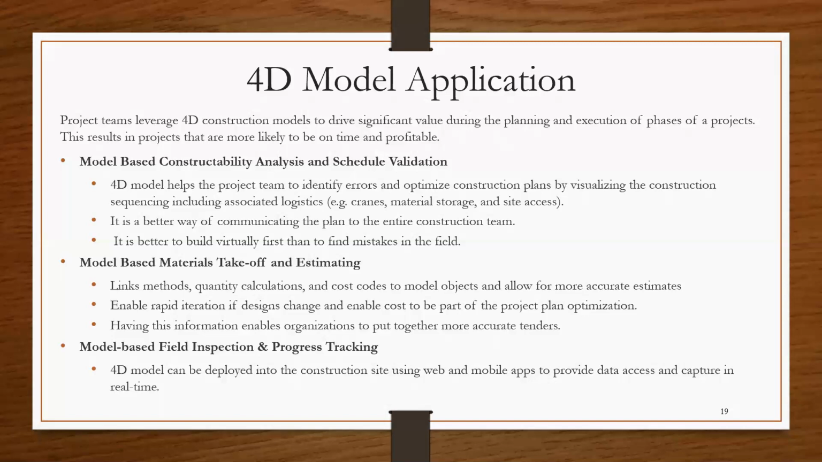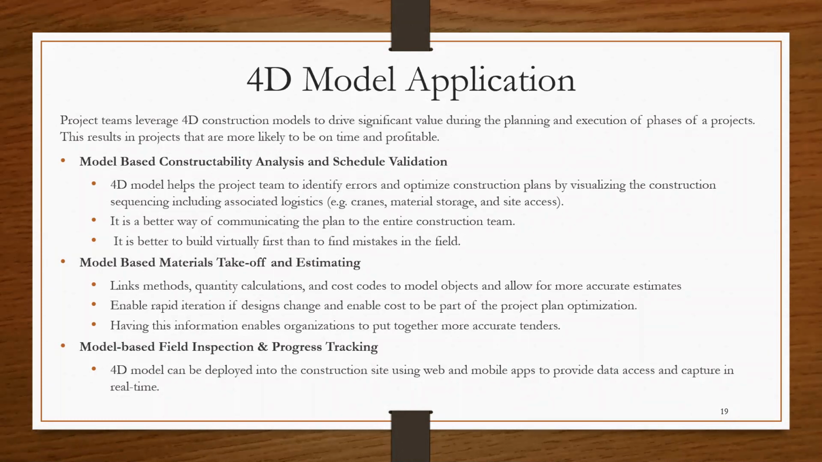We have already mentioned that 4D models help you to identify errors and optimize your construction plans by visualizing the construction sequences. You can develop these 4D models and include simulation of equipment movement, material storage, and access locations within the model. It cannot be emphasized enough that it's better for you to identify problems at the beginning and resolve them than to find them at the expensive stage of the project when you begin to construct.